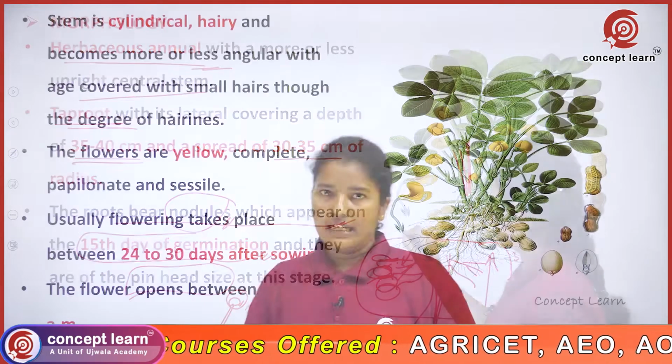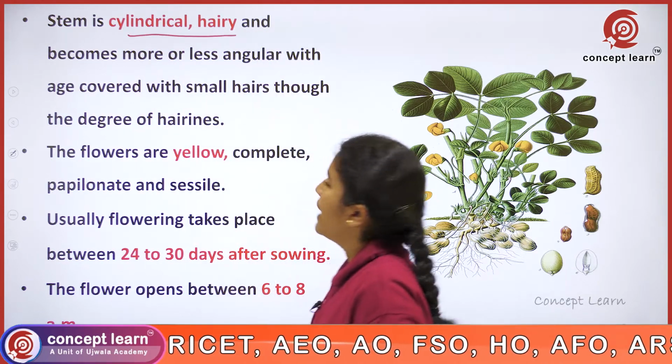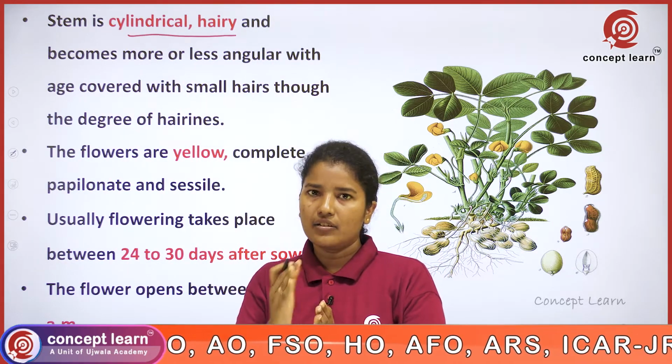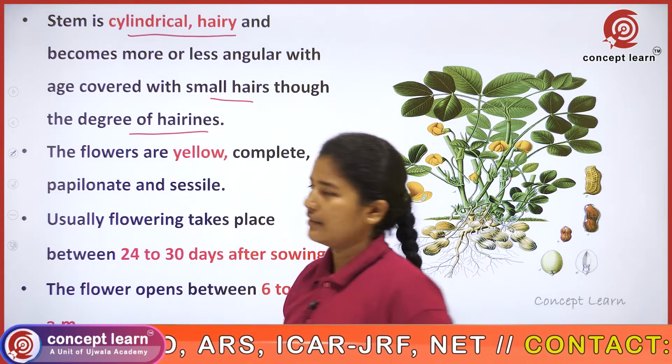Here we can see the stem is cylindrical and hairy, and it becomes more or less angular as the growth progresses, with small hairs, varying in the degree of hairiness.